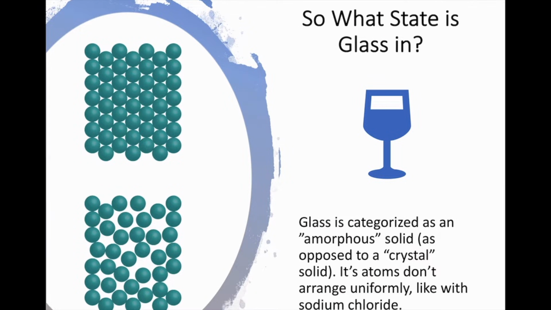That's all. So we don't categorize it as a liquid, but it's also not a crystal. If you look at this top structure here, this is a crystalline structure like sodium chloride, where the atoms align themselves perfectly and you have this perfectly homogeneous structure. But in glass, the atoms don't align perfectly, and therefore we categorize it as an amorphous solid, meaning a solid but without a clear shape.